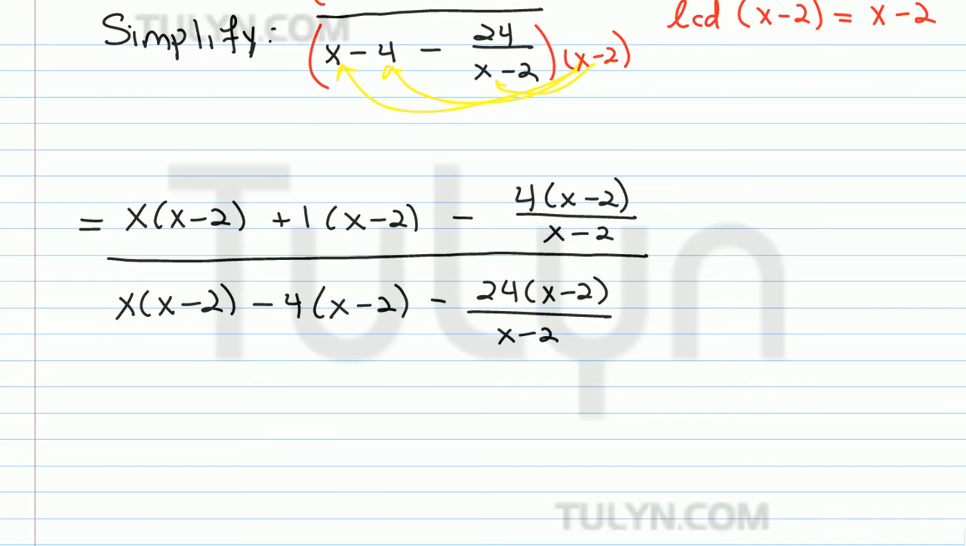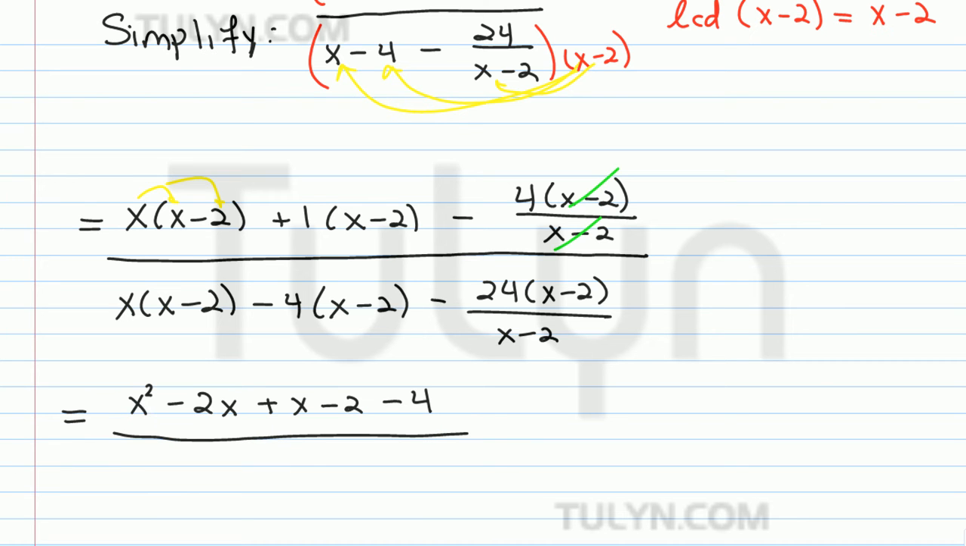So now let's simplify. I'm going to distribute the x into this difference, and so we end up getting x squared minus 2x plus 1 times x minus 2 is just x minus 2. And then finally, here, there's an x minus 2 on the numerator and the denominator, so this just simplifies to 4.